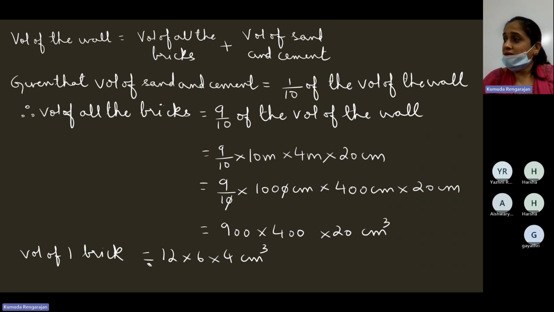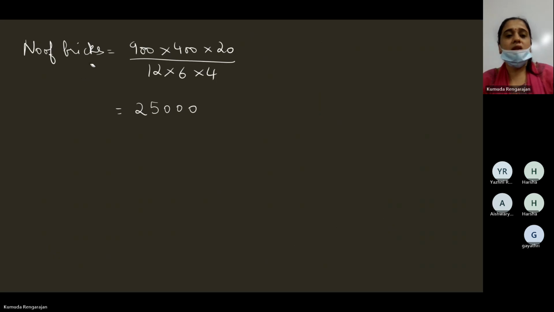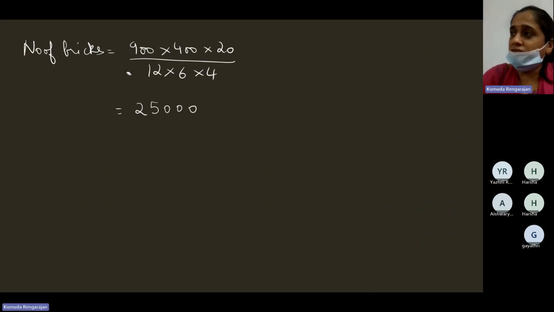What's the volume of one brick? L into B into H. Now, as per the formula, number of bricks is equal to volume of all the bricks by the volume of one brick. Simplify, cancel, and you get 25,000.